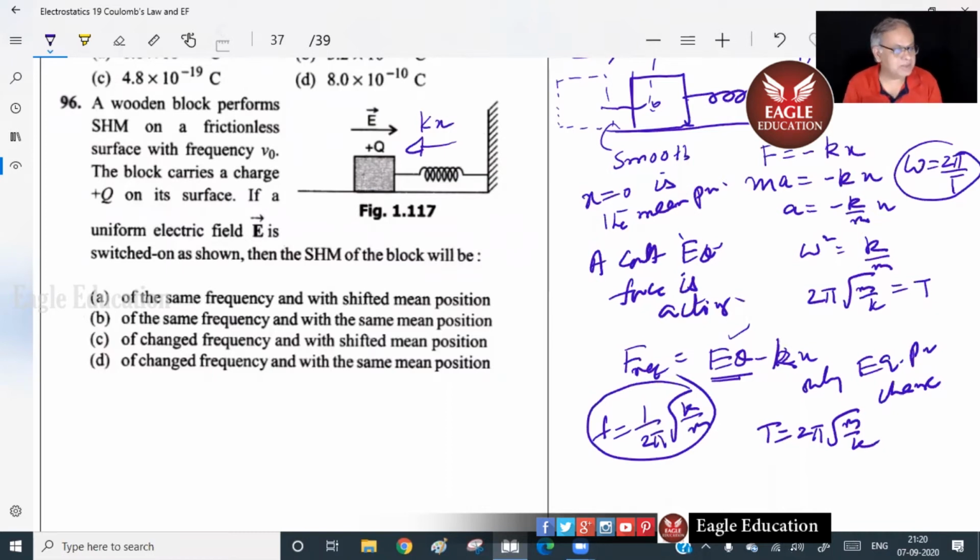So look at the answer. But depending on your response, I'll talk more. Can you once again explain the SHM here, sir? SHM, I have already given it there, no? I have just given what is required, but more SHM means you need to go into more details.